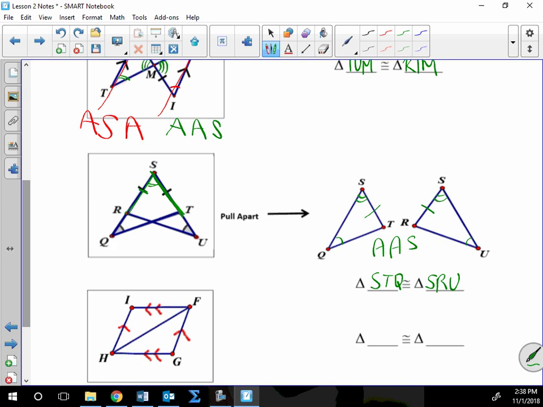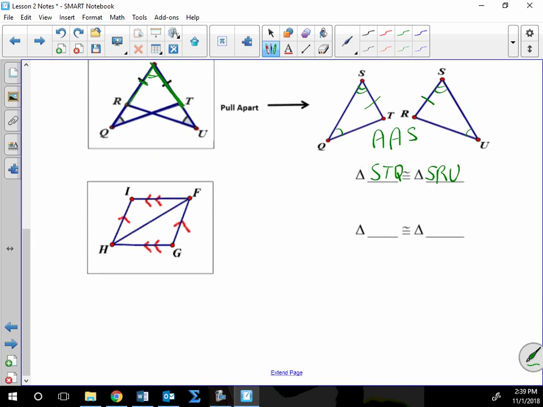I want you guys to go and try this last one on your own. And again, you'll check it with your shoulder partner. Did you use the same method? And do your letters match up? They don't have to be in the exact same order as your shoulder partner, but the corresponding parts have to match up.